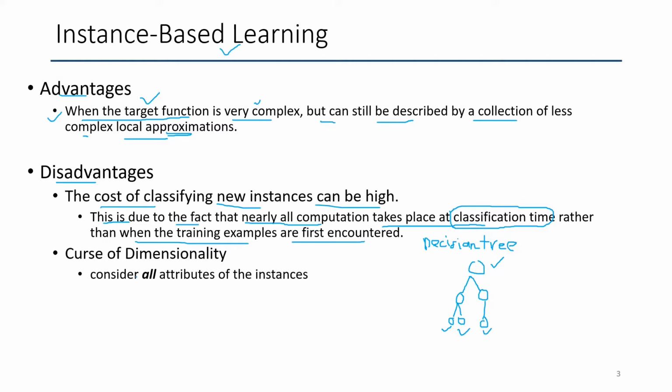The second problem is the curse of dimensionality. Here we are considering all the attributes, right? Let me tell you one example. What is this curse of dimensionality? Instance based learning methods are very much prone to this problem.